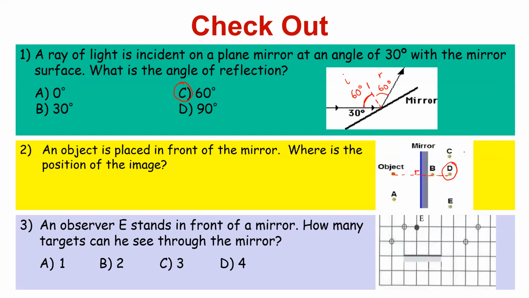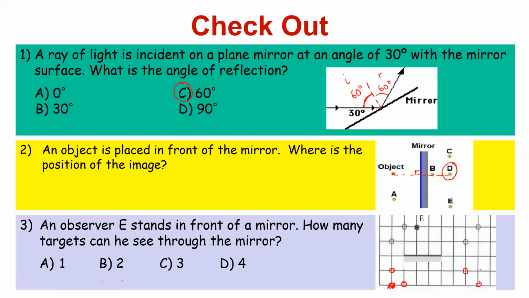An observer stands in front of a mirror. How many targets can he see through the mirror? There are 4 targets over there, represented by the white circles. How many can he see? Again, use the steps in the ray diagram. The first step, you draw the image. So I'm going to draw my image. This will be here, this will be here. 1 box in front, 1 box behind, 2 boxes. This one will be here, and this one will be here.